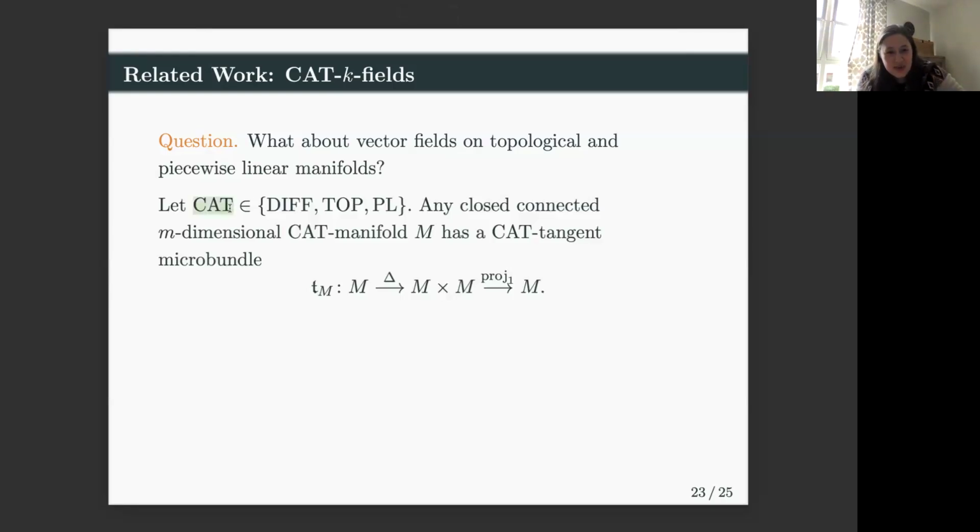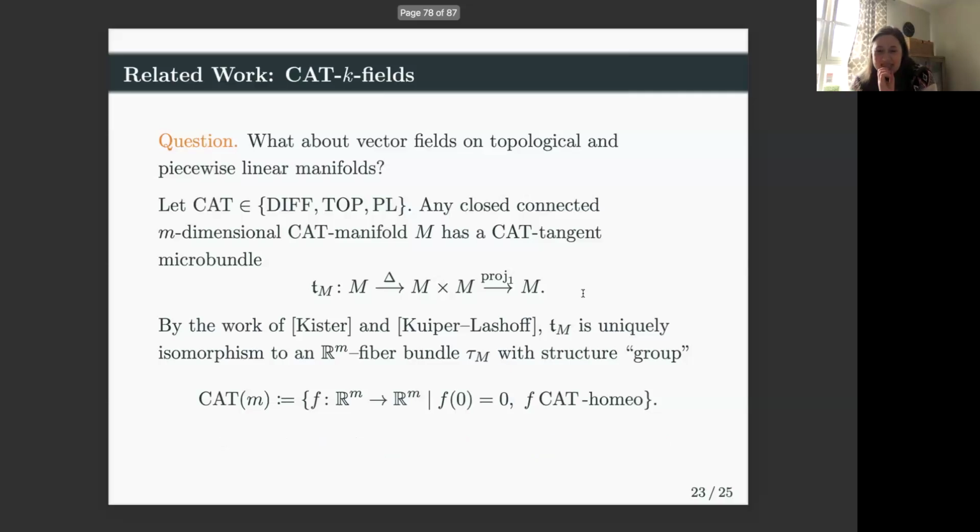So CAT is going to denote the category of smooth manifolds and smooth maps, or topological manifolds and continuous maps, or piecewise linear manifolds and piecewise linear maps. So you can have a closed connected m-dimensional CAT manifold, and to such a manifold there is something called the CAT tangent microbundle. You don't get a tangent bundle, but you get a microbundle. It's a very weird thing. I don't want to get into too long of a tangent. The thing is, these microbundles are horrible. Nobody wants to work with them.